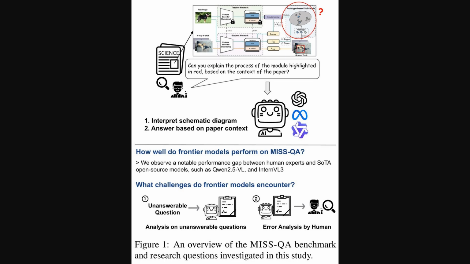Alright, so this first figure gives a great overview of the MIS-QA benchmark itself. The core task is shown right at the top. An AI is given a scientific paper with a complex schematic diagram. Then it's asked a question about a specific highlighted part of that diagram. The model has to interpret the visual and answer using the full context of the paper. The AIs being tested here are called Multimodal Foundation Models, which are large systems designed to process both text and images together. The diagram then lays out the study's key research questions.